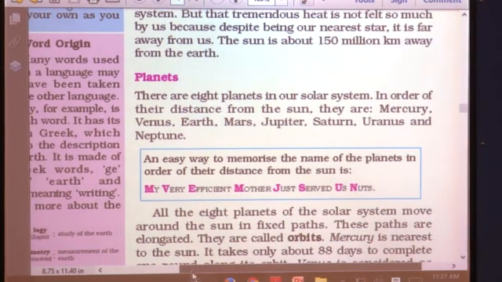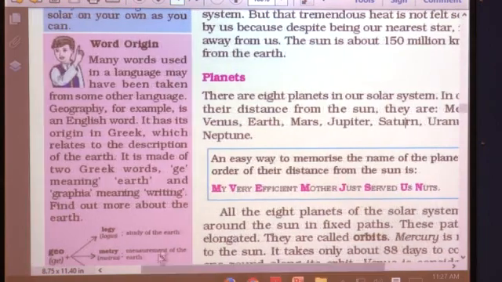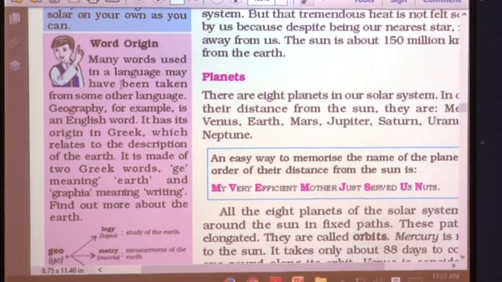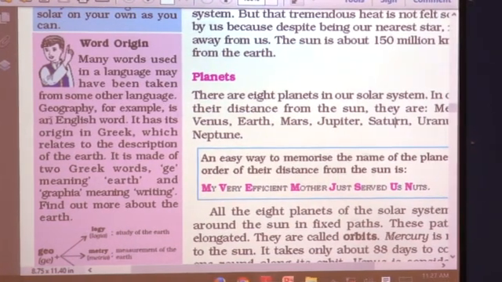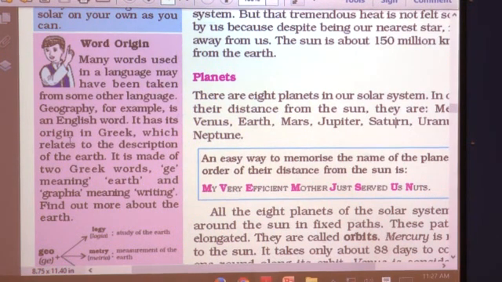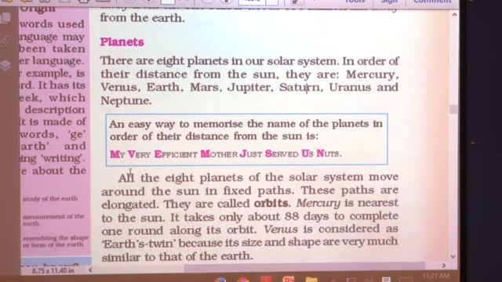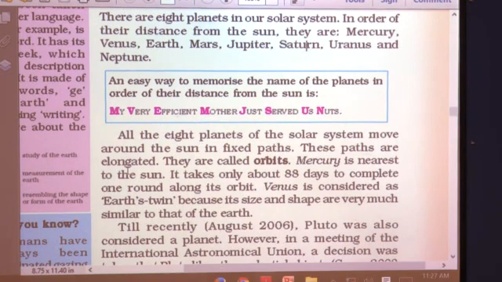So children, here is one important fact they have given you. Many words used in a language may have been taken from other languages. Geography, for example, is an English word. It has its origin in Greek, relating to the description of the earth. It is made up of 2 Greek words, geo meaning earth and graphia meaning writing. So finding out more about the earth is called geography. Now we will see more about the planets.